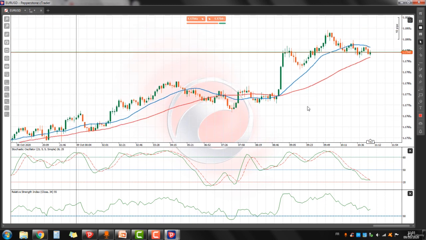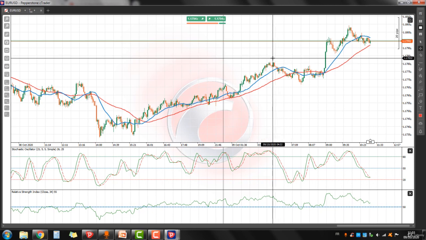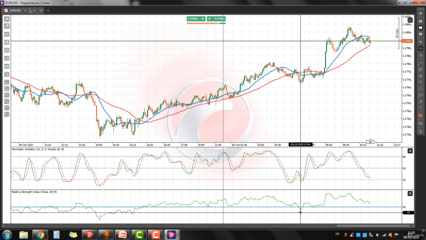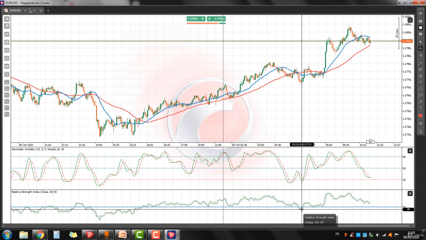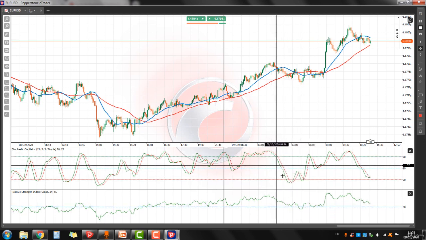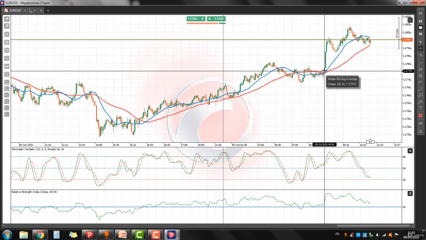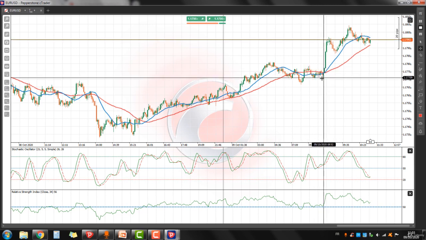Also here we have a perfect entry. The market draws and pulls back to the 50 horizontal line. The stochastic is also showing us a swing low here. We have a good entry, then here we reinforce our position.